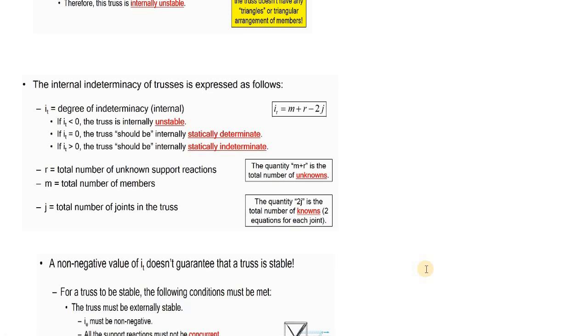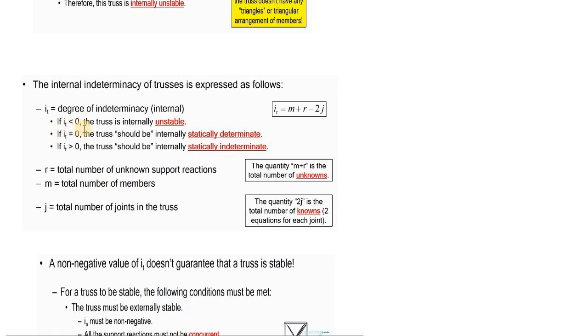Now we're going to talk about internal indeterminacy of trusses. So the internal indeterminacy of trusses is expressed as follows. I sub t is equal to the degree of indeterminacy, and this is internal indeterminacy. So I sub t is equal to m plus r minus 2j. So what is m? M is the total number of members. What about r? R is the total number of unknown support reactions. While j is the total number of joints in the truss.